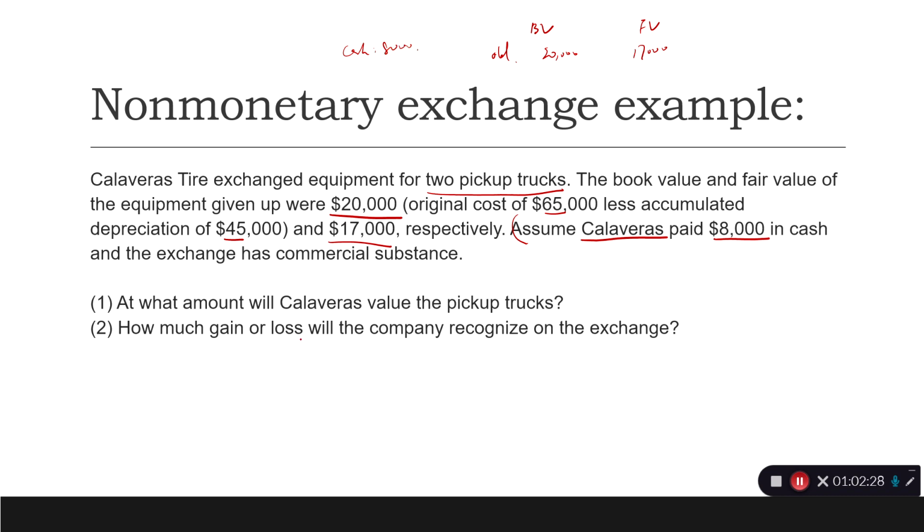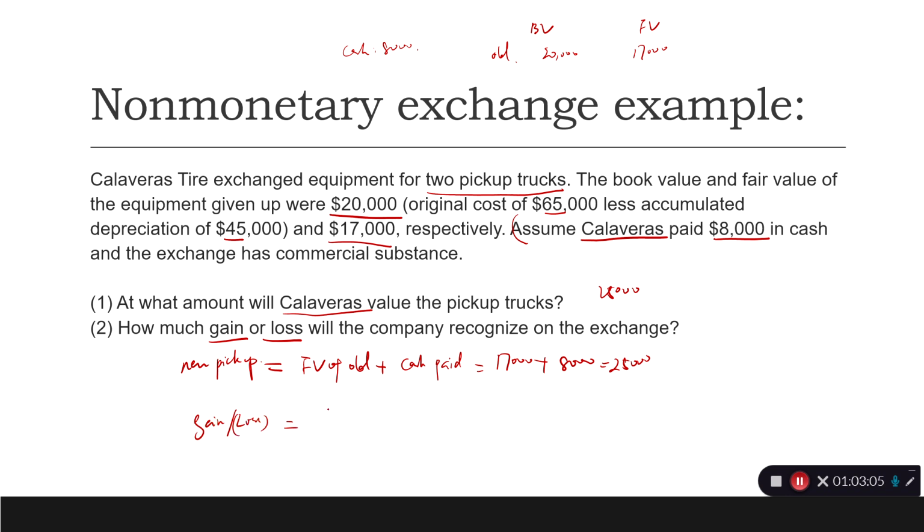At what amount will Kalavasara value the pickup trucks? The new pickup trucks will equal the fair value of the old plus cash paid, which is the fair value of the old, $17,000, plus cash of $8,000. It's going to be $25,000. And then is there a gain or loss? The gain or loss depends on the fair value of the old minus the book value of the old. Fair value of the old is $17,000 and the book value of the old is $20,000. Hence, it's a negative $3,000 loss.